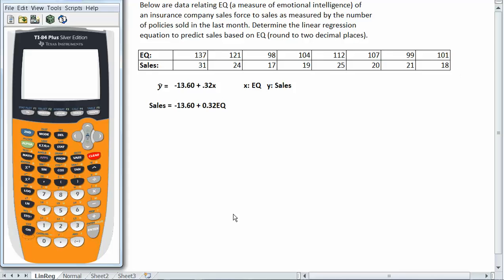And what we want to do first is determine which variable is the x variable and which variable is the y variable. Another word for the x variable is the independent variable or the explanatory variable. Another word for the y variable would be the dependent variable or the response variable. Now in this case, we're predicting sales based on the EQ. So the sales are responding to EQ. EQ is explaining the sales in a sense. So what we're predicting is the y variable, and the other variable that it's based on will be the x variable. So in this case, EQ will be x and sales will be y.